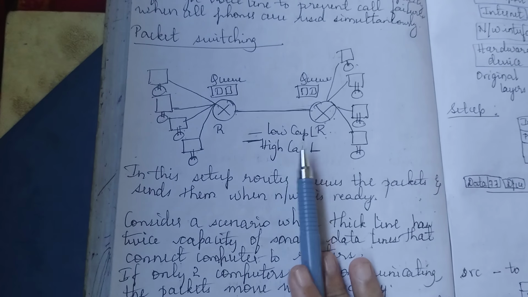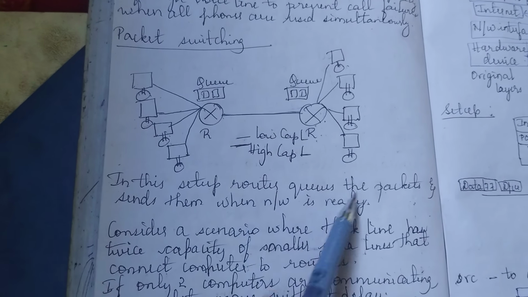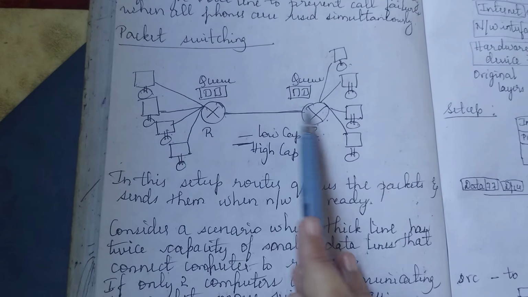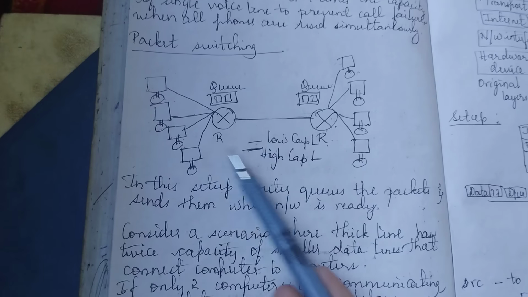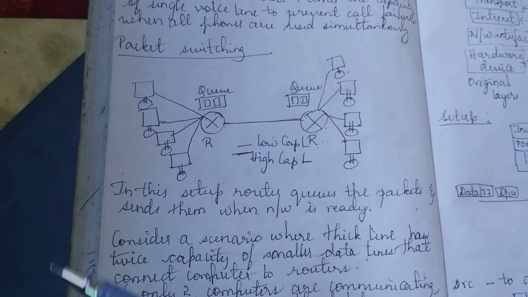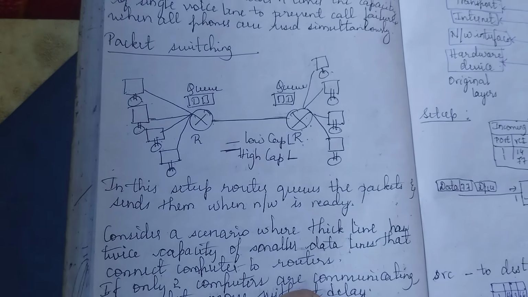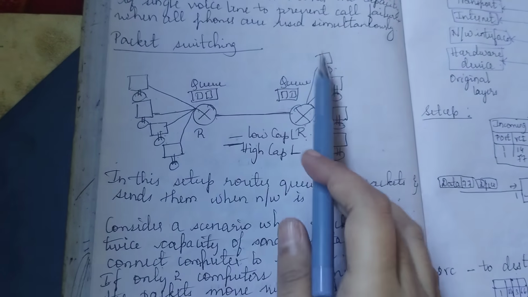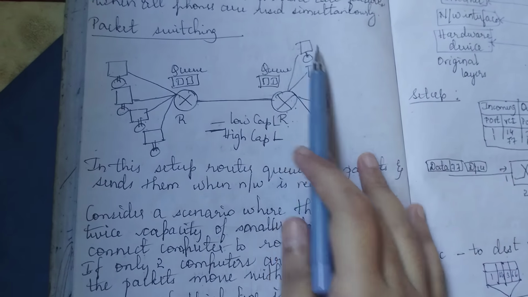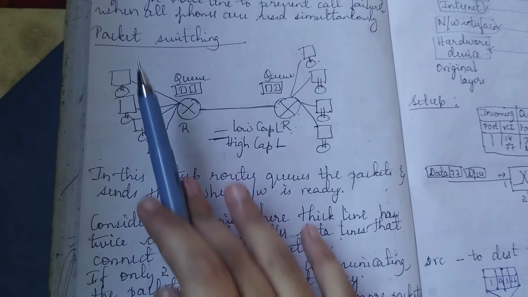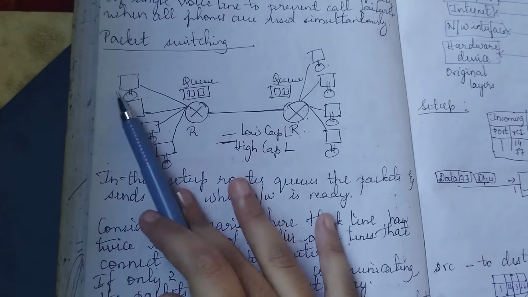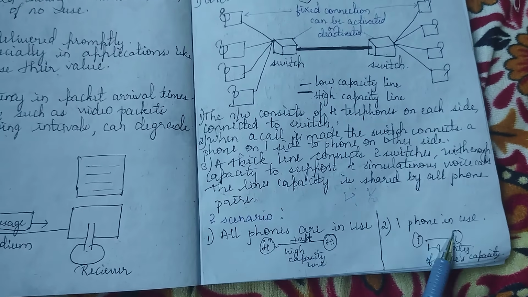Now we should consider a scenario where this thick line has twice the capacity of this thin line. In that case, what will happen? If only two are communicating, same thing. If all 4 are working, what will happen? If 1 and 1 is working, what will happen? Just like how we considered 2 scenarios here.